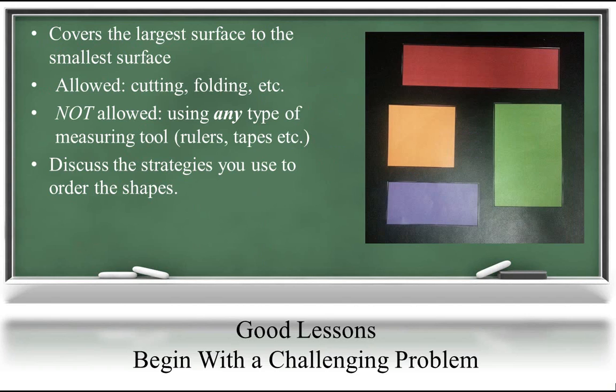All good lessons begin with a challenging problem, and your child's teacher might start with a problem like this. Providing a number of different shapes, we've got 4 different colored rectangles here, and asking the students to place the shapes in order from the figure that covers the largest surface to the figure that covers the smallest amount of surface. The students would be allowed to cut or fold, but they would not be allowed any type of measuring tool at this point, like rulers, tape measures, etc. The children are encouraged to discuss strategies as they order their shapes.